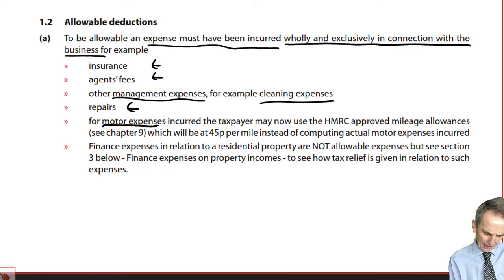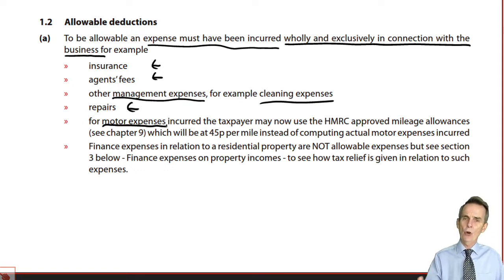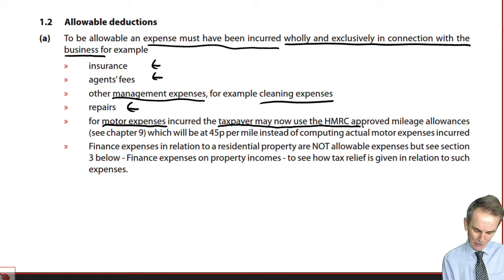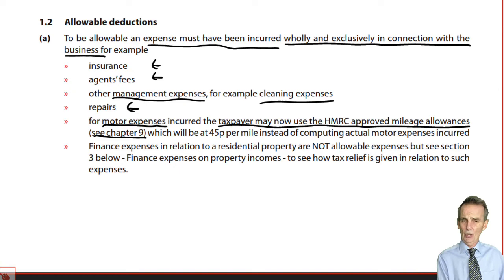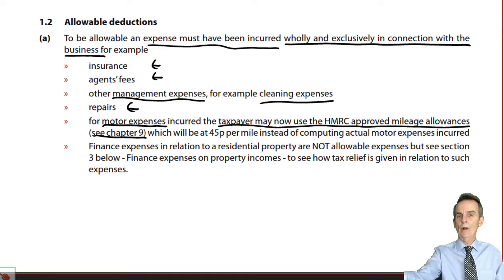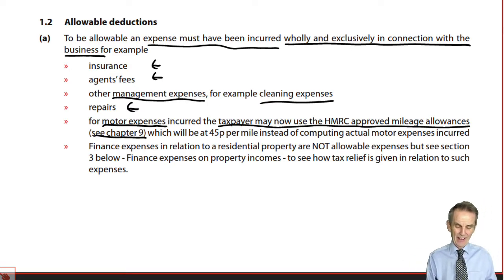There may be some motor expenses incurred. If you are looking after the property yourselves, you go around to, again, have an inspection of the properties on a regular basis. For motor expenses incurred, the taxpayer may now use something we'll look at in Chapter 9 when dealing with employment income, where an individual uses his or her own car in relation to work that they do for their employer. That mileage may then be reimbursed. The employer should not be expecting the employee to incur their own motor expenses in relation to work done for that employer. Going out from their place of work to visit a client, for example, going and working in a different part of the country. So all of those issues are dealt with within Chapter 9.